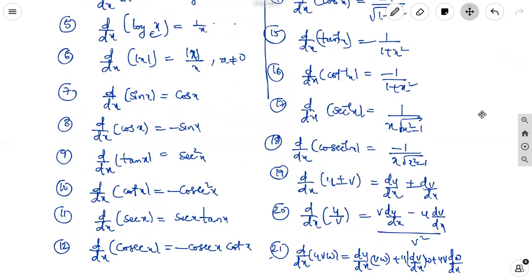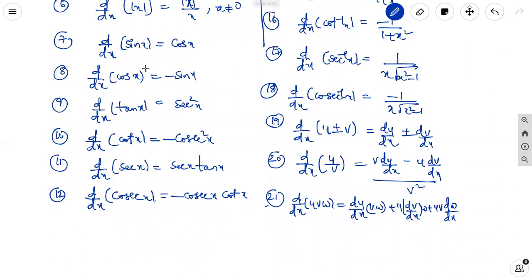Next, trigonometric functions. The trigonometric ratios are sine, cos, tan, cot, sec, cosec. The derivative of sine is cos. The derivative of cos is minus sine. The derivative of tan x is secant square x. The derivative of cot x is minus cosecant square x. The derivative of sec x is sec x tan x. The derivative of cosec x is minus cosec x cot x.